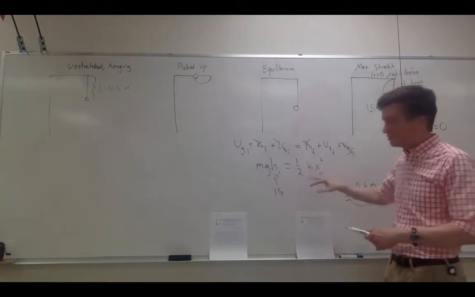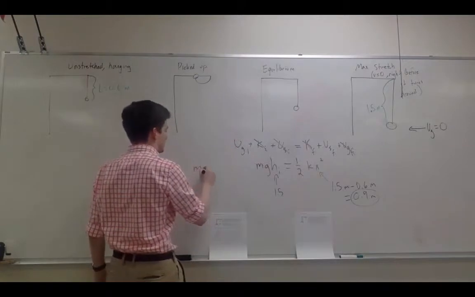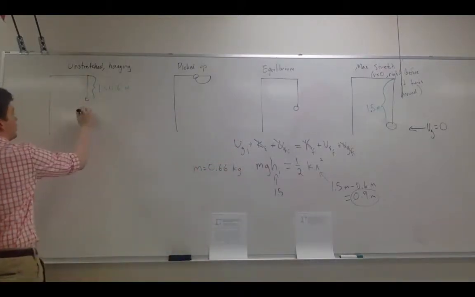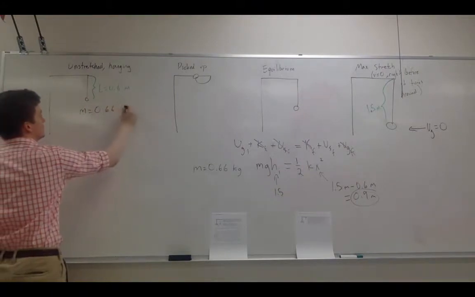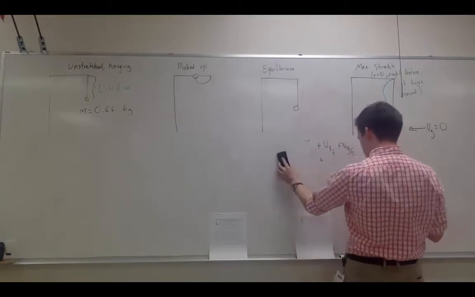Plug all your numbers in, do some rearranging, and you end up getting that the mass is 0.66 kilograms. We're going to use that for later. I'll write it over here for now. So that's part C. Part D, what does part D ask?